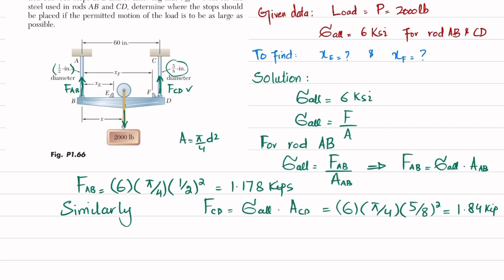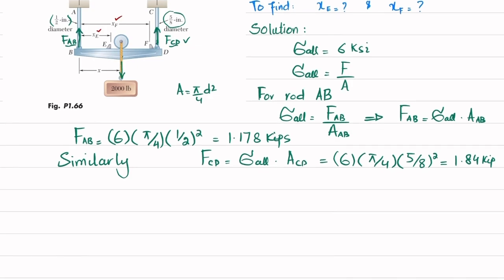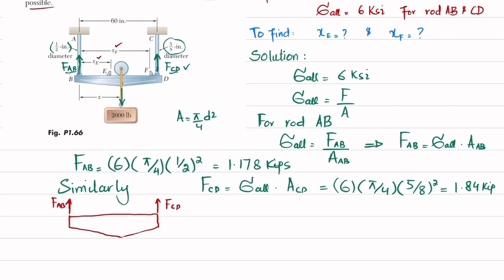Now you have both FAB and FCD, so you have to find the distances XE and XF so that this load can be moved as far as possible. So what we will do is draw the free body diagram of this beam. It will be like this. Clear? Here you will have FAB and here you will have FCD. The total length is 60 inch.